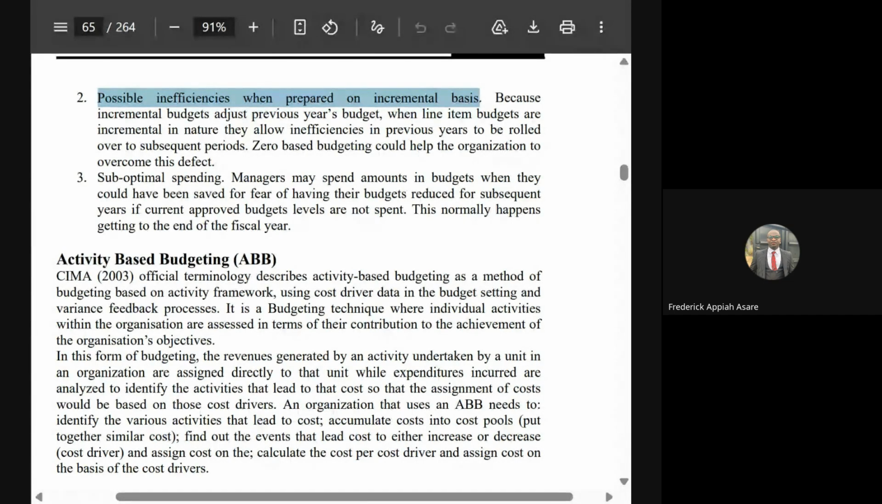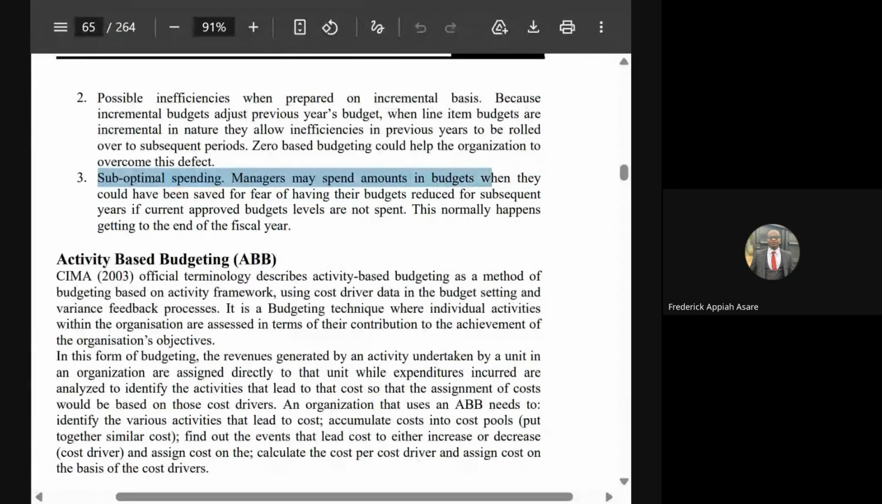550 cedis on transport. What if fuel comes down? What if, as we are experiencing now, you realize that the estimation that you made was based on past events, and the future also will come with its own settings, which will render the estimates that you gave poor? So usually it comes with inefficiencies. Also, suboptimal spending. Managers may spend more amount.